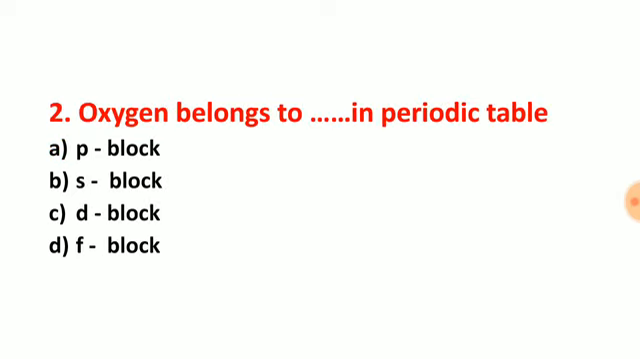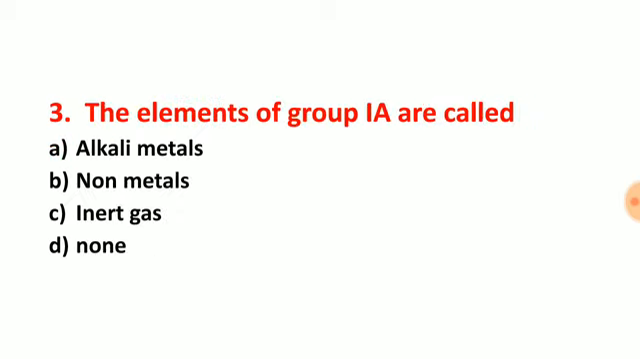Question number 2, oxygen belongs to blank in the periodic table. Oxygen belongs to the p block in the periodic table because the valence electron of oxygen lies in the p orbital, so it belongs to the p block. Option A. Question number 3, the elements of group Ia are called alkali metals. Option A is the correct answer.